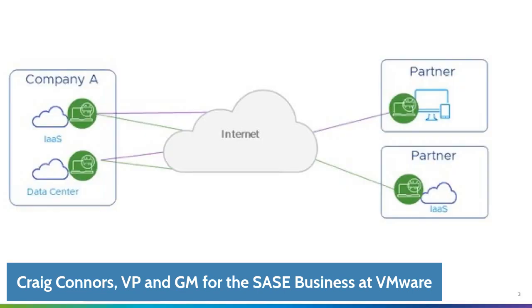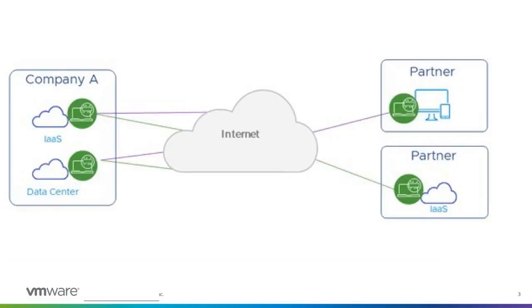Second use case, branch-to-branch private access. In addition to the need for users to access applications within your company, a company may also need to access applications that are hosted by a partner. What if I have users connecting to resources in my data center or in my infrastructure as a service like Azure or AWS? But in order for those applications to function, they need to access something running in the cloud hosted by a partner. Well, the same approach fits here.